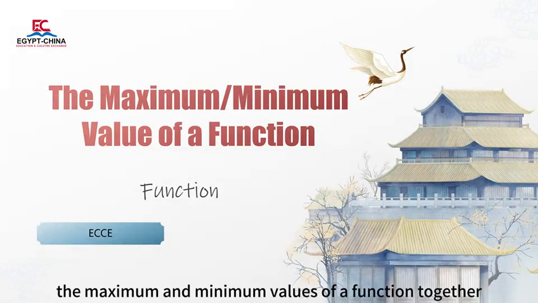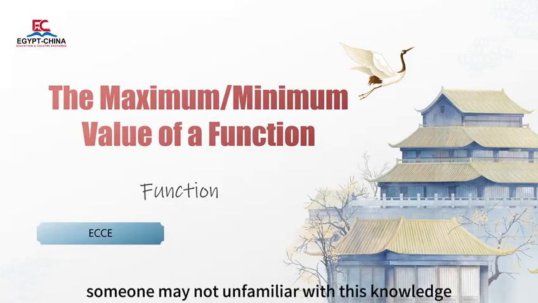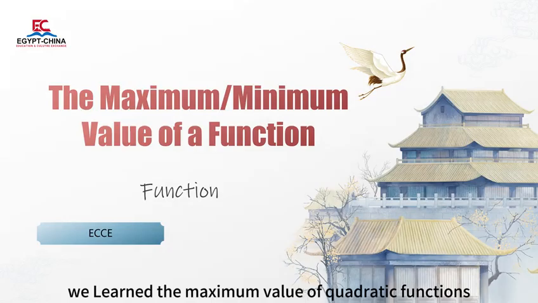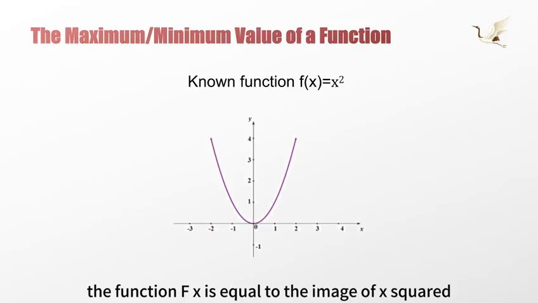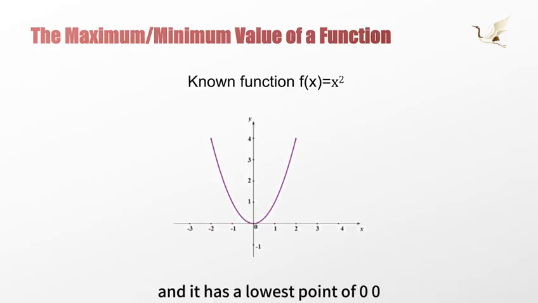Today, let's learn the maximum and minimum values of a function together. Some of you may not be unfamiliar with this knowledge. In junior high school, we learned the maximum value of quadratic functions. As shown in the graph, the image of the function f(x) equals x squared has a lowest point at (0, 0).